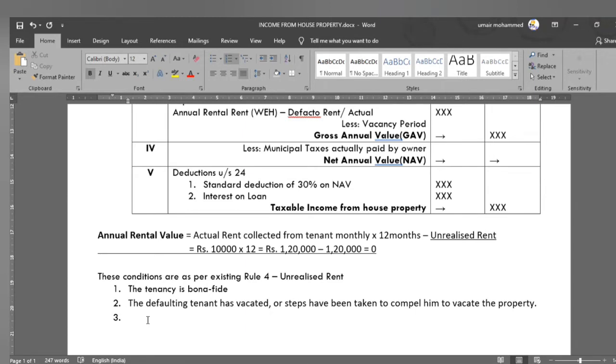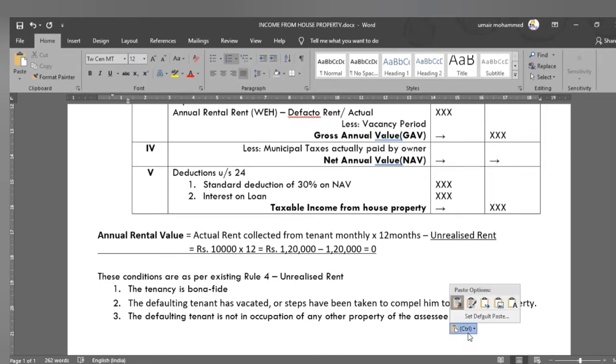Legal steps include registering a complaint, registering an FIR, and sending a legal notice to the tenant. All this has to be done. And the third condition is quite interesting. The third condition under rule number 4 says that the tenant should not be in the occupation of any other property of the assessee. Now this is quite interesting. And what does it mean?